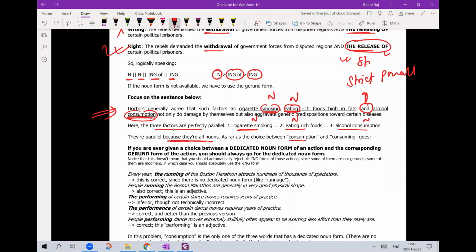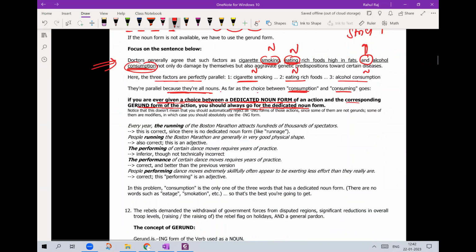As far as the choice between consumption and consuming goes, please understand, if you are ever given a choice between a dedicated noun form of an action and a corresponding gerund form of an action, you should always prefer the dedicated noun form. Be very sure about it. Imagine, every year the running of the Boston Marathon attracts thousands of spectators. What do you mean by the running? What is running of over here? It is 100% a noun.